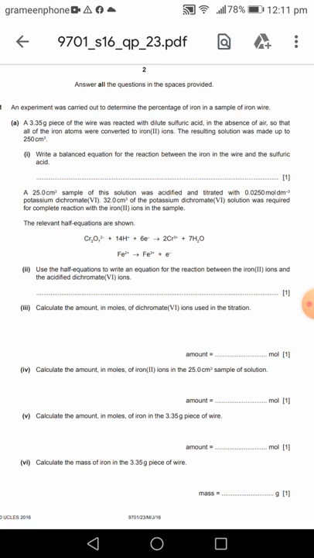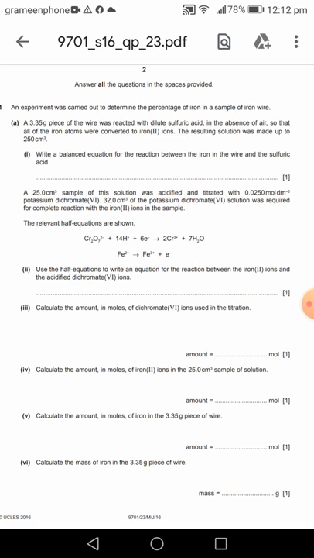So question number 1: an experiment was carried out to determine the percentage of iron in a sample of iron ware. A 3.35 gram piece of ware was reacted with dilute sulfuric acid in the absence of air, so that all iron atoms are converted to iron 2 ions. This is a key point. So all the iron is converted to iron 2 plus.